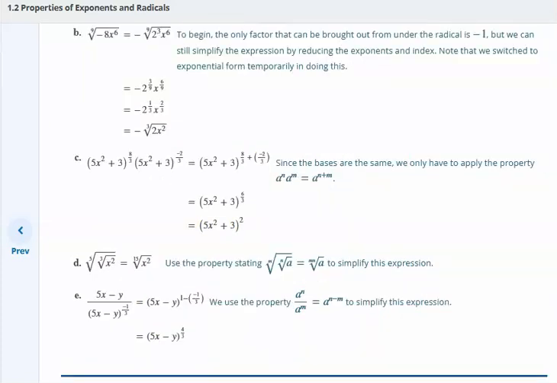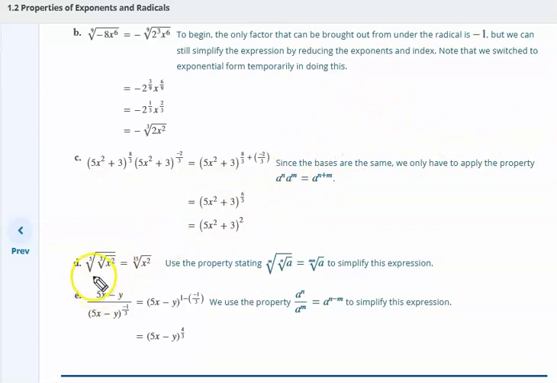Now for letter C, to save time, we see our bases are the same, so we're just going to add our exponents, and when we do, the sum of these fractions is 6/3, which then reduces to squared. So hopefully something easy using the product rule. All right, let's do letter D.